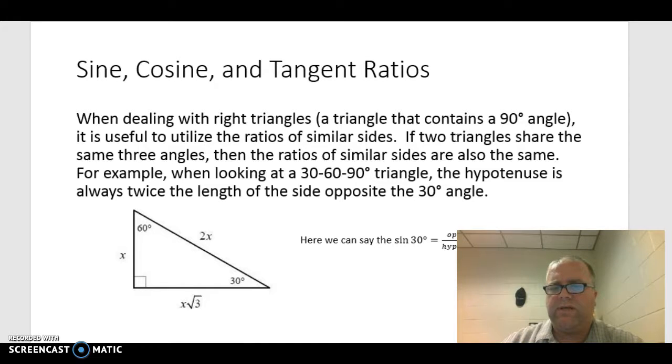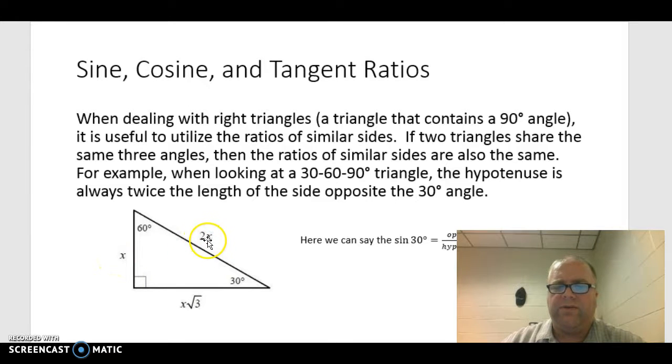If we have a triangle and we know the angles of that triangle, then we know the ratio of its sides because it's going to be the same no matter how large or small you make that triangle. So for example, if we have a triangle with a 90-degree angle, a 60-degree angle, and a 30-degree angle, the hypotenuse is always going to be twice as long as our shortest leg.